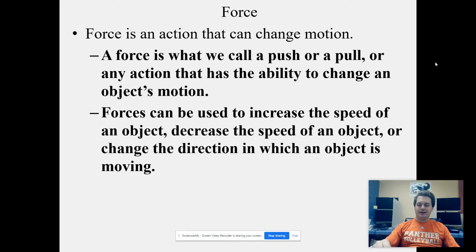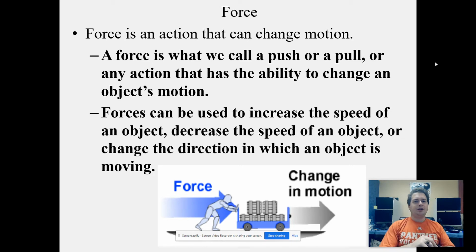Remember, if this goes too fast to fill in blanks, you can always pause the video and go back. Right? So forces often result in some sort of change in motion. Often, not always, but often.